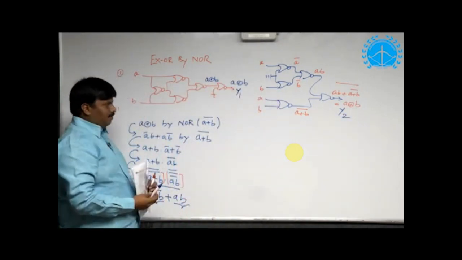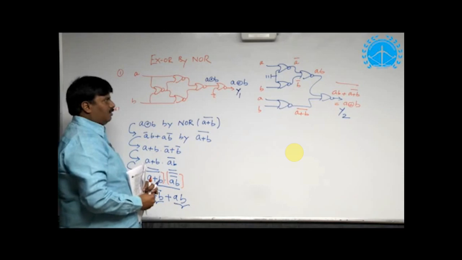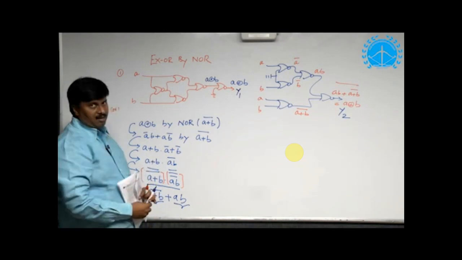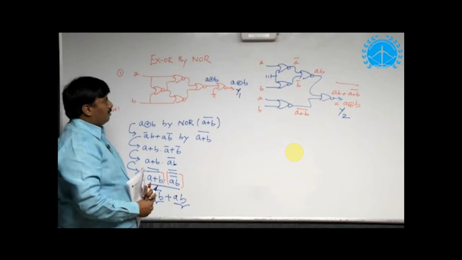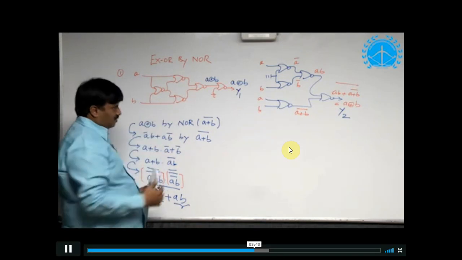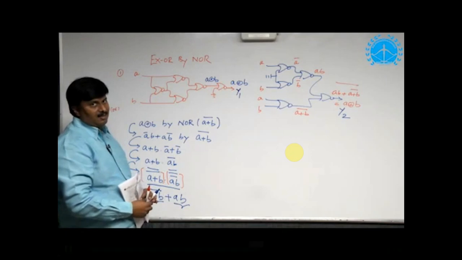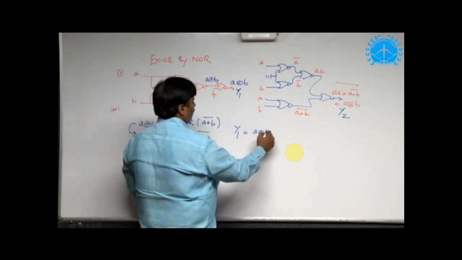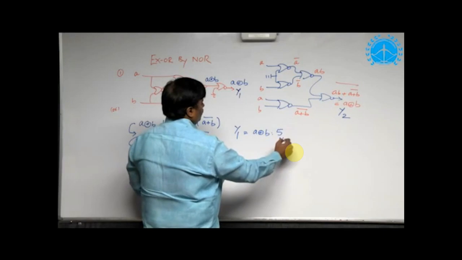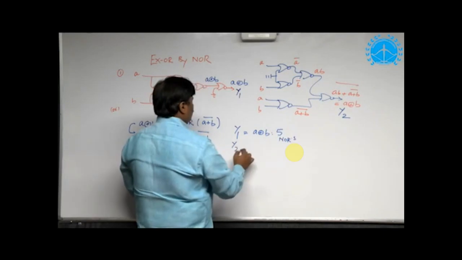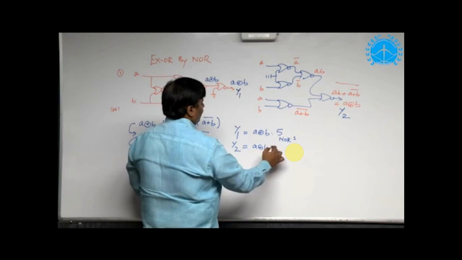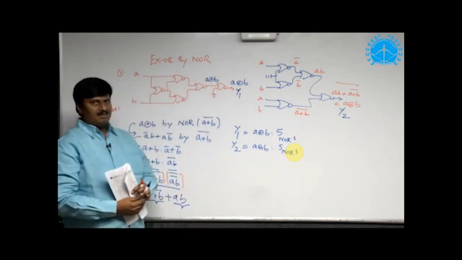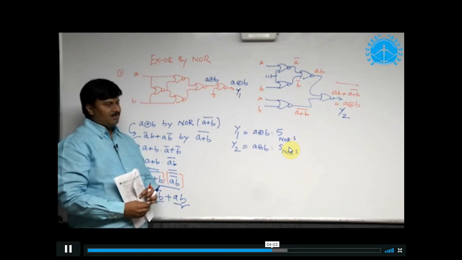When we compared Y1 and Y2 in different ways, both of them are deriving exclusive OR. Here it is XOR with 5 gates, and there also XOR with 5 gates. When Y1 is A exclusive OR B, 5 NORs are used. When Y2 is also A exclusive OR B, 5 NORs are used. We have a confusion about which one can be the best out of them.